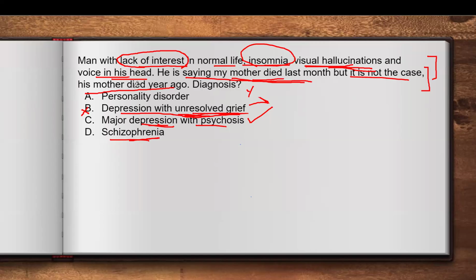They don't have hallucinations or delusions. Okay, so personality disorder. Also, it is a very vague term. What kind of personality disorder? There are a lot of personality disorders. So this is also less likely. We are left with two options.